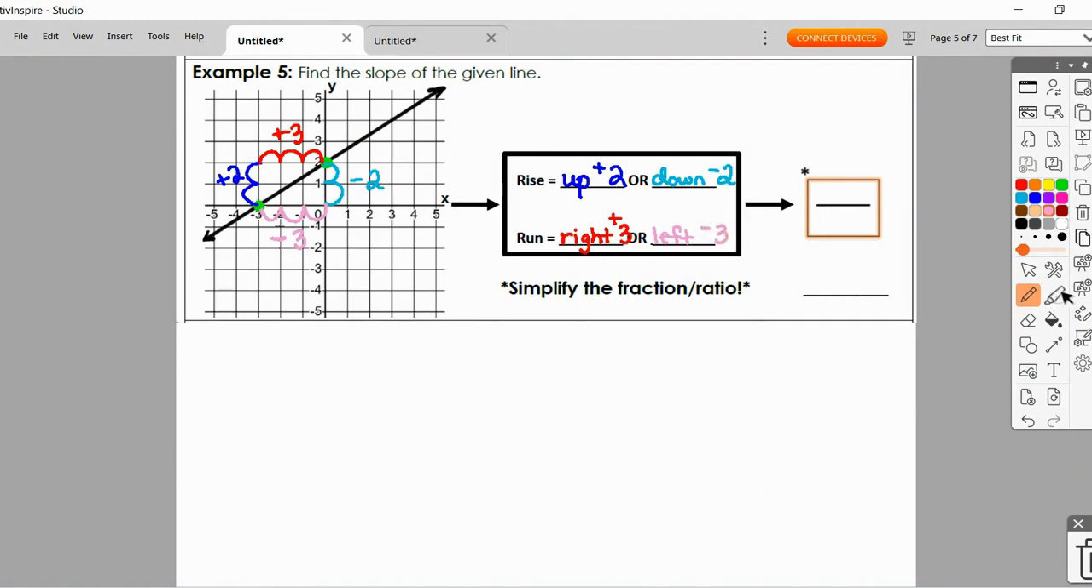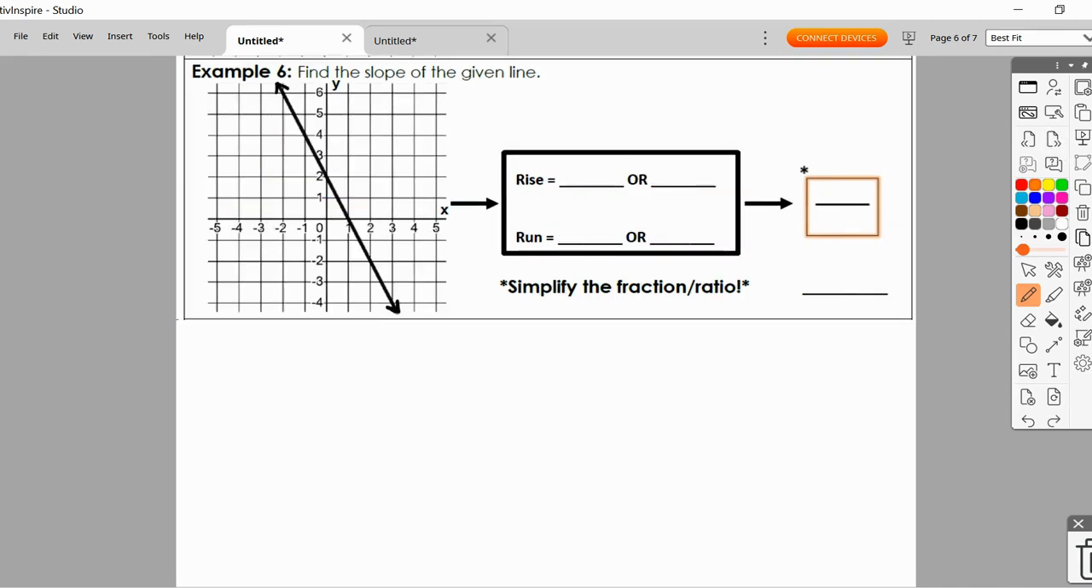The cool thing is that when you simplify either of these fractions, 2 over +3 or -2 over -3, you will still get the final answer of 2/3. So it's really cool that you can count either way. Just make sure you do one or the other.